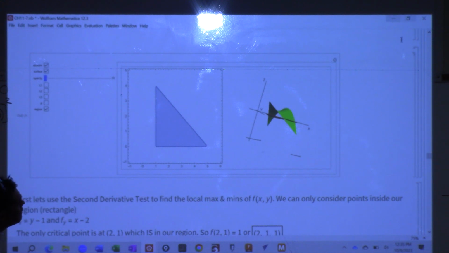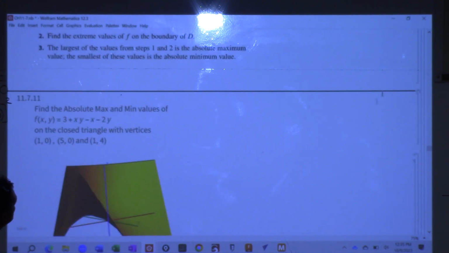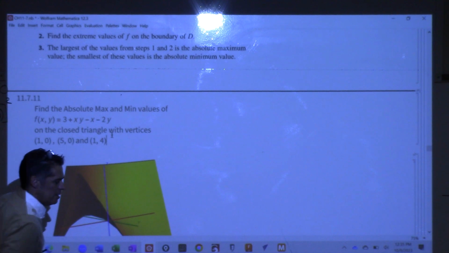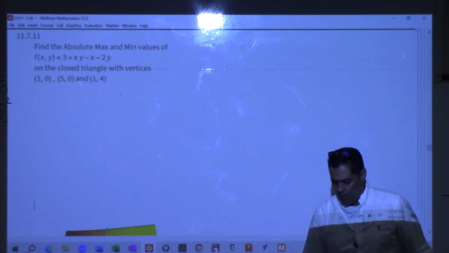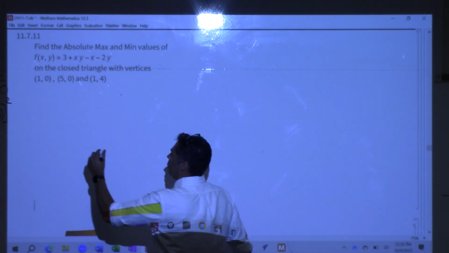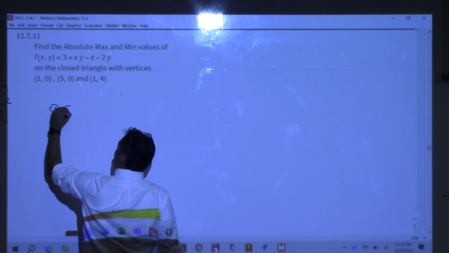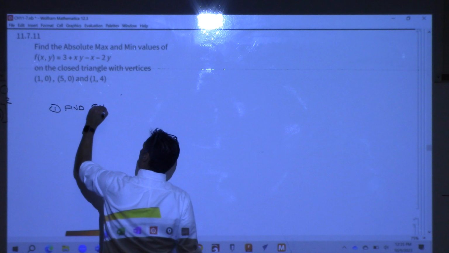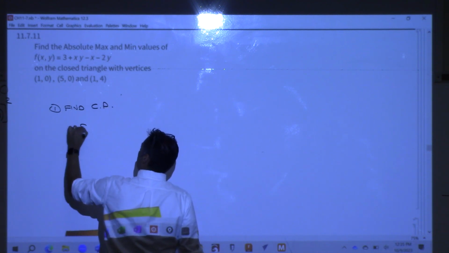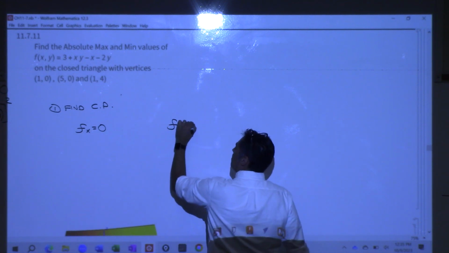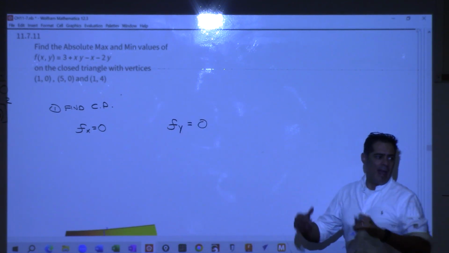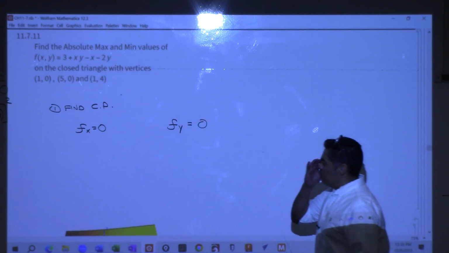So let's at least do the first step of this. The first step is to just find the critical points. So I'm going to put here step 1, find the critical points. How do we find the critical points? Figure out where the partial of f with respect to x is 0, and where the partial of f with respect to y is 0, wherever that happens. These should be pretty straightforward.